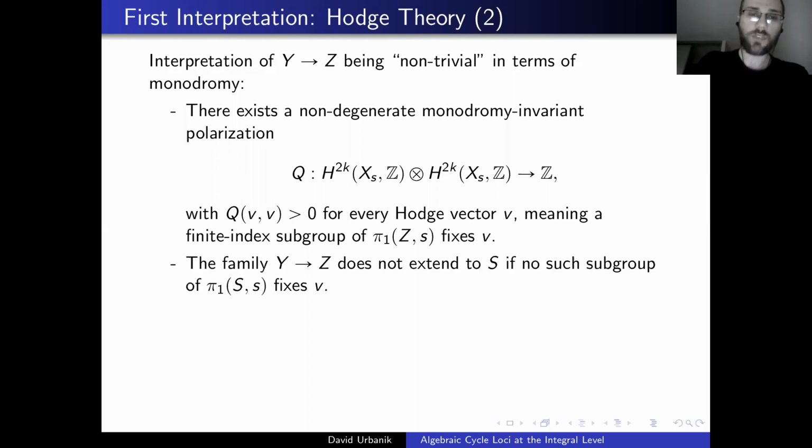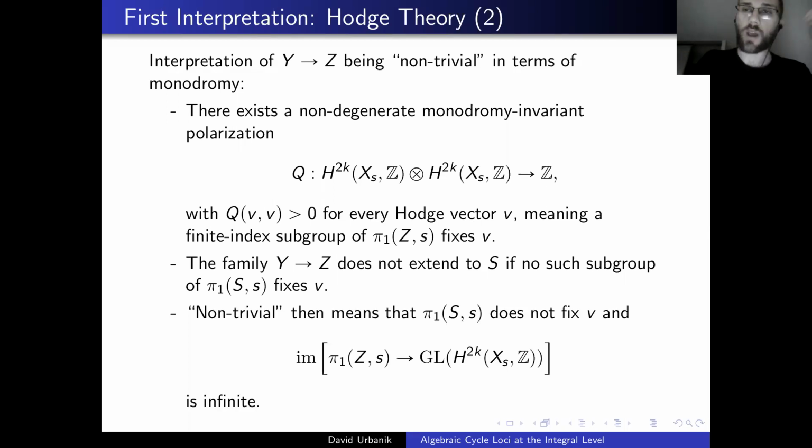And so what I can then say is that this family is a kind of interesting family, a family we want to study, if no finite index subgroup of the monodromy on all of S fixes this same class. So the idea is that somehow when you restrict to Z, the monodromy is actually getting smaller, and it's getting smaller because there's this extra algebraic cycle class. And so this is one way that you can detect that you have here a family of algebraic cycles which isn't present over all of S.